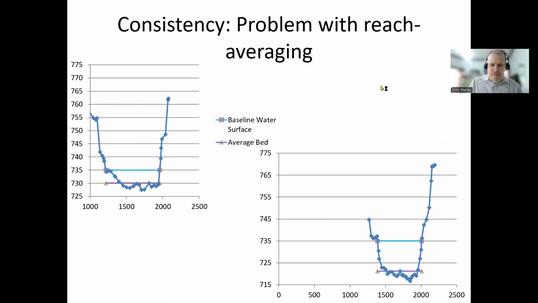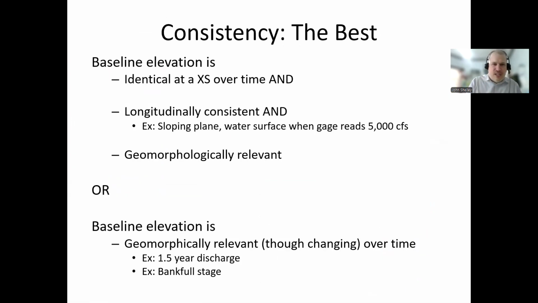Okay. Here is an issue where there was a problem with reach averaging. At one cross section, we went up to an elevation of 735, and it's kind of low down in the channel. And at another cross section, 735 is sort of higher up in the channel. And so we're covering sort of different portions of the channel, and then we're averaging it over reaches. So you need to be consistent if you're going to average cross sections.